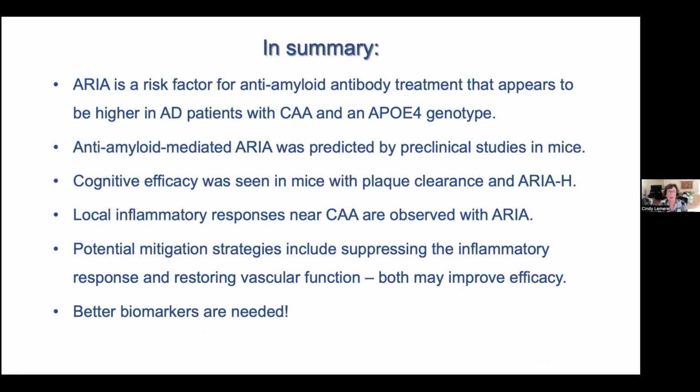So in summary, ARIA is a risk factor for anti-amyloid antibody treatment that appears to be higher in AD patients with vascular amyloid and an ApoE4 genotype. Anti-amyloid mediated ARIA was predicted by preclinical studies in mice, and cognitive efficacy was seen in mice with plaque clearance and ARIA-H.